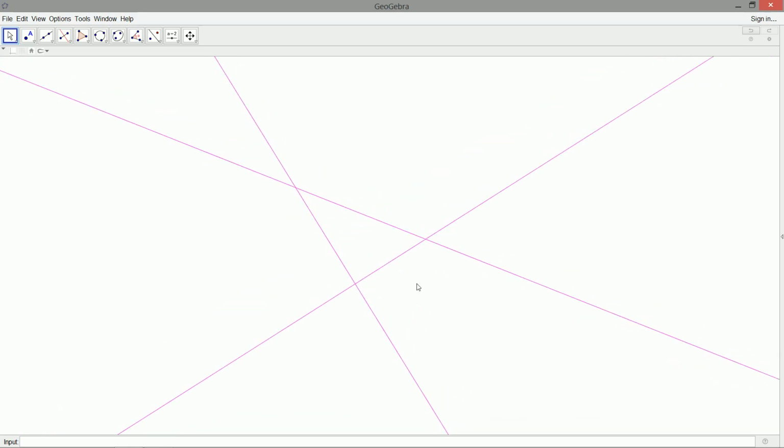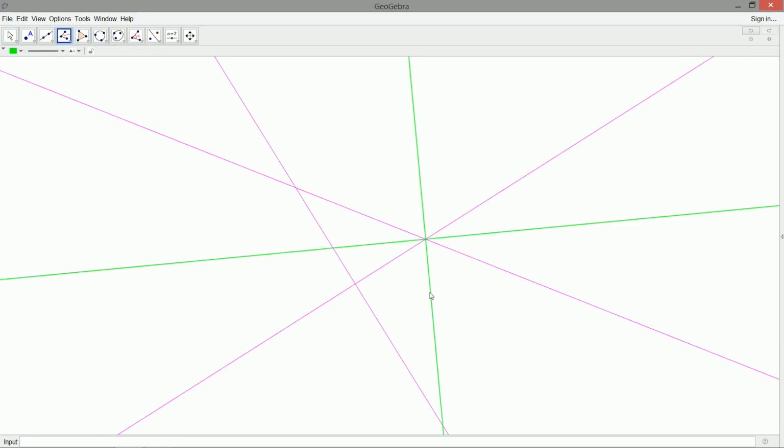So we might ask ourselves, how do we create the incircle? How did we do that? To find the incircle, which I believe I've covered in a video in the past, we use angle bisectors. So we're going to construct our angle bisectors.